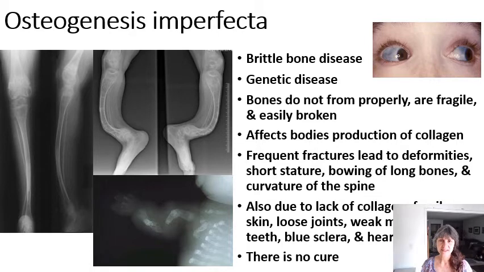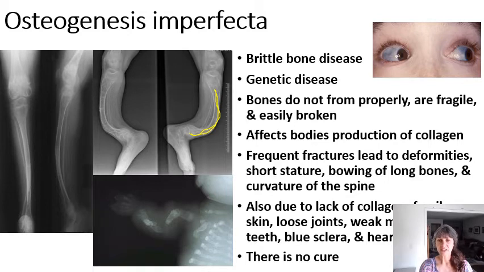With osteogenesis imperfecta, this leads to bones that fracture easily and frequently, and that also leads to deformities. We often see people with osteogenesis imperfecta being short in stature, and their bones tend to bow out. You can see the bowing or bending of the tibia, which is the weight-bearing bone, on the upper picture on the right-hand side.